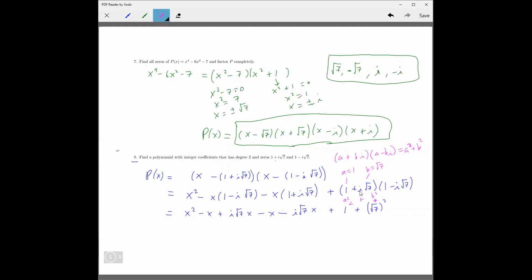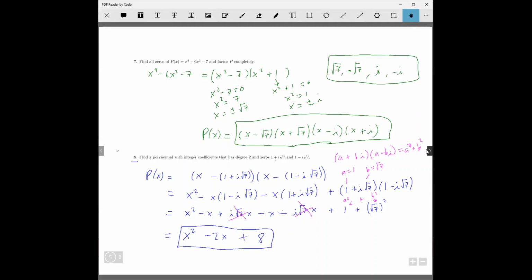Now if you forgot that, that's fine, because when you multiply this out, that's what's going to happen anyway, because everything else is going to cancel. Also this term right here and that term are going to cancel. Like I said, when you do this correctly, all of your non-real terms are going to go away, and you'll just be left with real coefficients. So x squared, and then you have minus x and another x, so that's minus 2x. And then here, this is 1 plus 7, which is 8. Okay, so x squared minus 2x plus 8. Great. Now let's go to the next one, number 9.